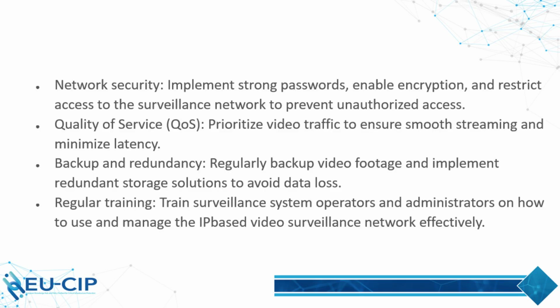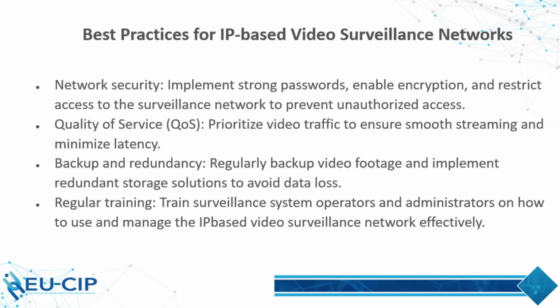Some best practices for IP-based video surveillance networks include network security. Implement strong passwords, enable encryption, and restrict access to the surveillance network to prevent unauthorized access. Quality of service, QoS. Prioritize video traffic to ensure smooth streaming and minimize latency. Backup and redundancy. Regularly back up video footage and implement redundant storage solutions to avoid data loss.